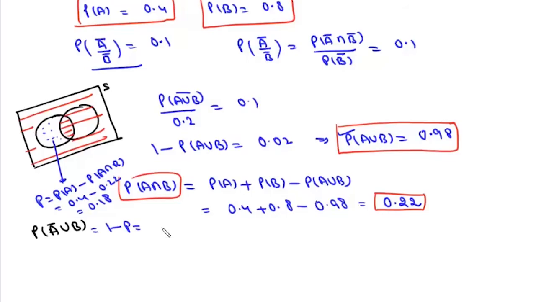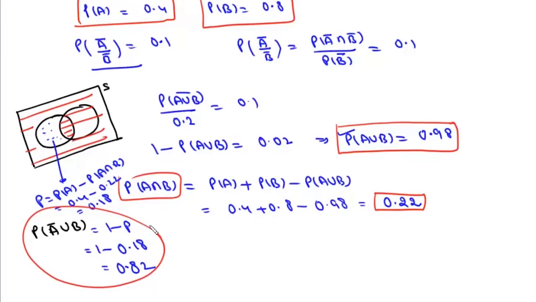Now this probability of A naught union B, it is nothing but it is complement of this probability. So it will be this 1 minus P. So it will be this 1 minus 0.18, and there will be 0.82. So answer to this first part is probability of A naught union B is 0.82.